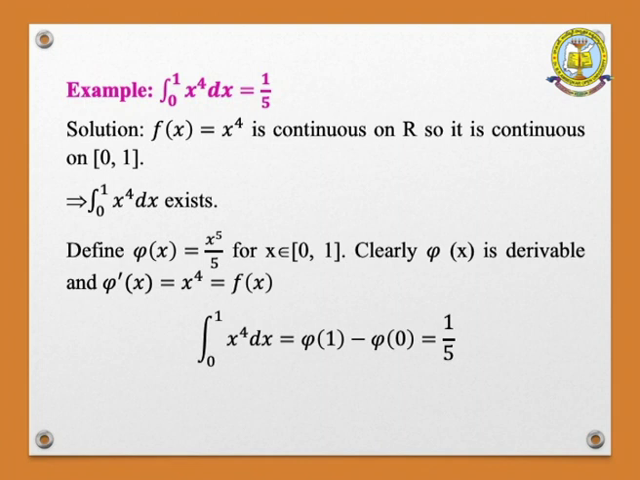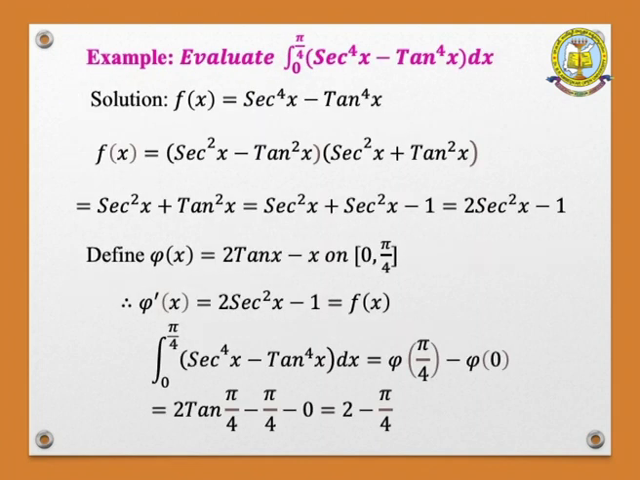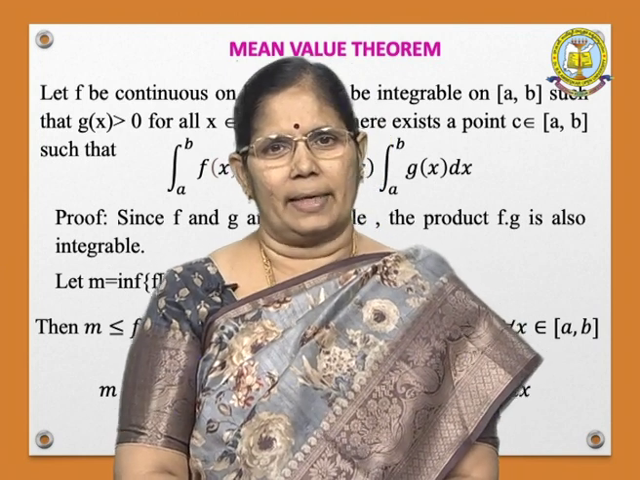And one more example, you check. Using the fundamental theorem of integral calculus, evaluate the integral 0 to pi by 4 of secant power 4x minus tan power 4x dx. First of all, this secant power 4x minus tan power 4x can be written as (secant square x) whole square minus (tan square x) whole square, which is of the form a square minus b square, and we write it as (a plus b) into (a minus b). That is (secant square x minus tan square x) into (secant square x plus tan square x). We know that secant square x minus tan square x is 1.